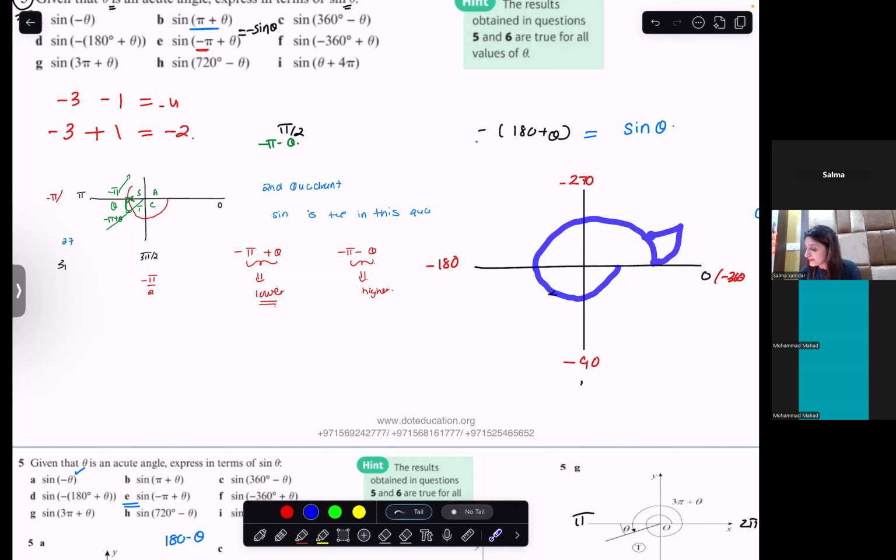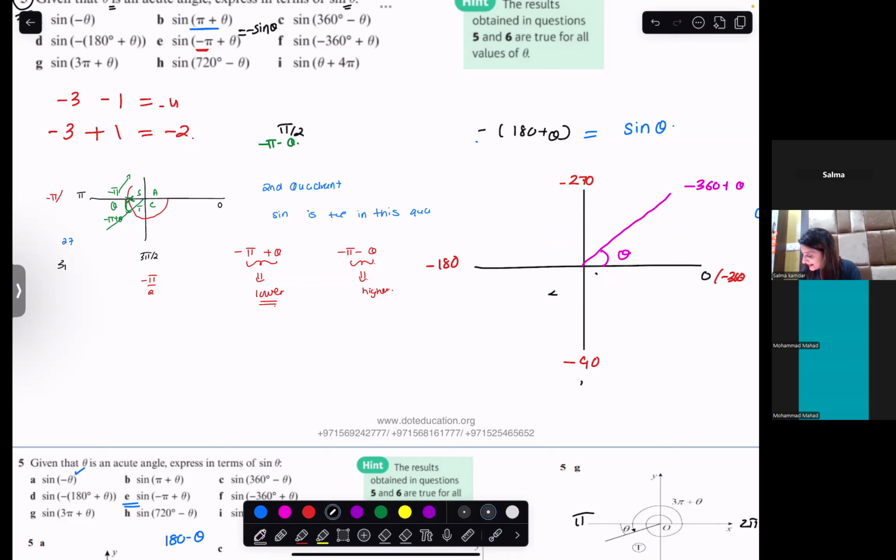I'm looking at minus 360 plus theta. So I will go up and make this line over here. I'm looking at the acute angle with the x-axis. So this becomes my CAST. In this quadrant, all angles are positive. So it is equal to sine theta. I hope you're with me. Okay, now do the G, H and I.